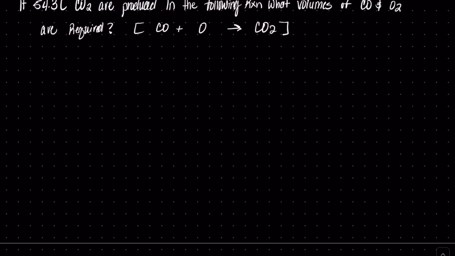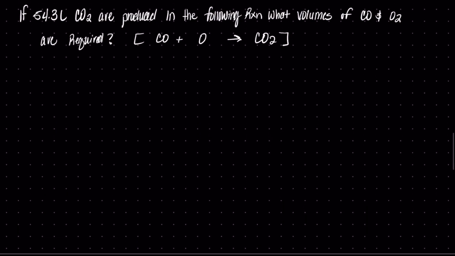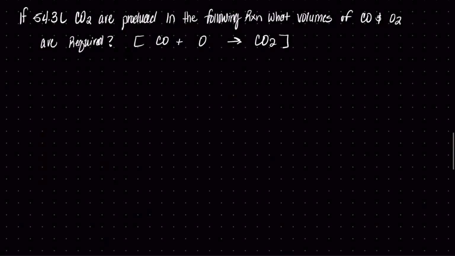So let's do another one together. If 54.3 liters of carbon dioxide are produced in the following reaction, what volumes of carbon monoxide and O2 are required? If it's asking for volumes, plural, you've got to do them both.